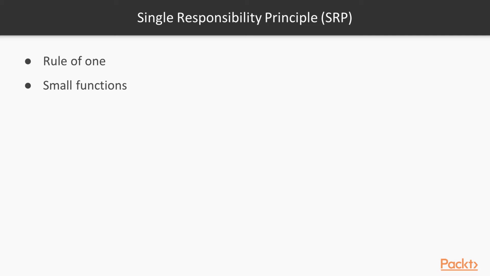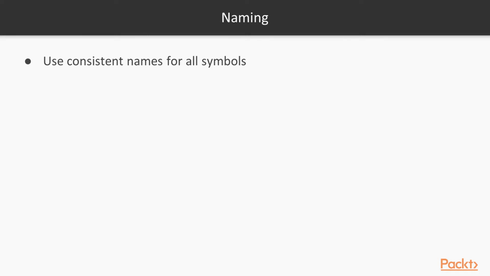And next, we should define small functions. Small functions are easier to test, especially when they do one thing and serve one purpose, and they also promote code reuse. Next, we can have a look at the naming.